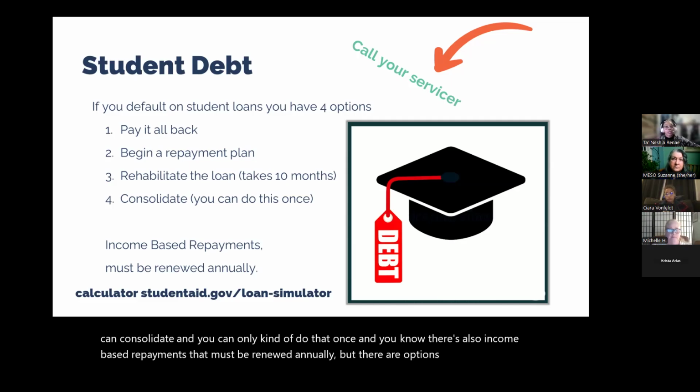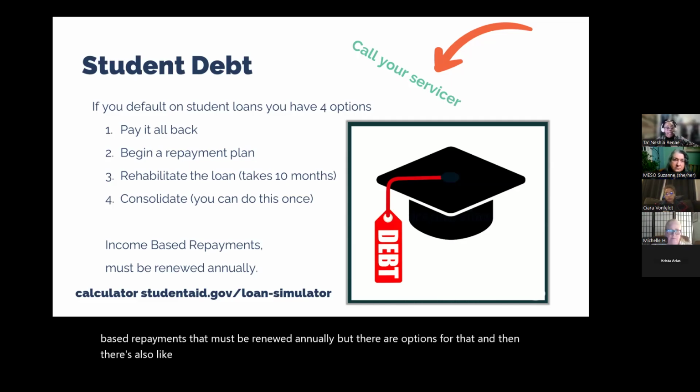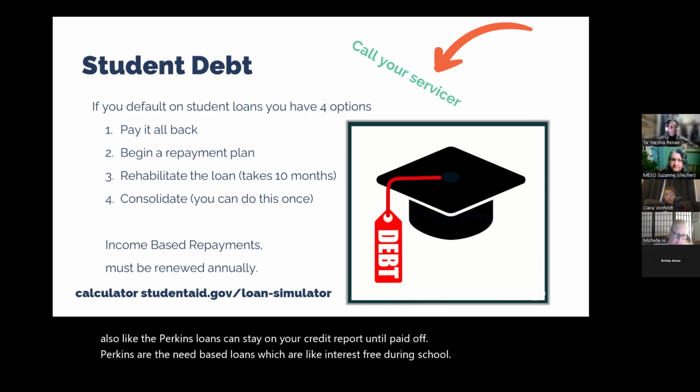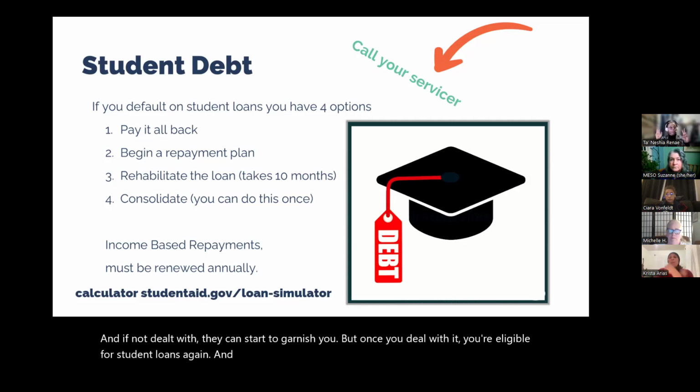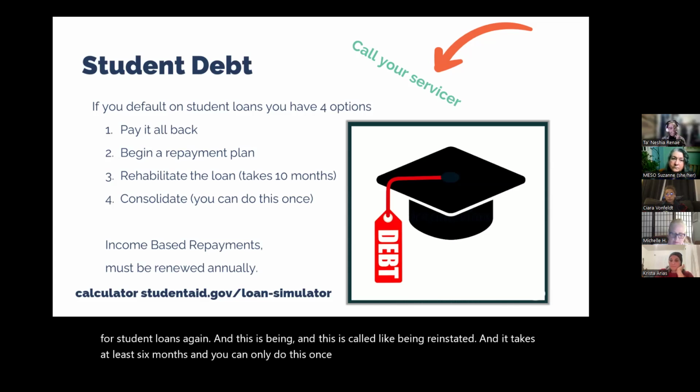And then the Perkins loans can stay on your credit report until paid off. Perkins are the need-based loans, which are interest-free during school. If not dealt with, they can start to garnish you. But once you deal with it, you're eligible for student loans again. This is called being reinstated, and it takes at least 6 months. You can only do this once, and there's no room for missing payments after that.